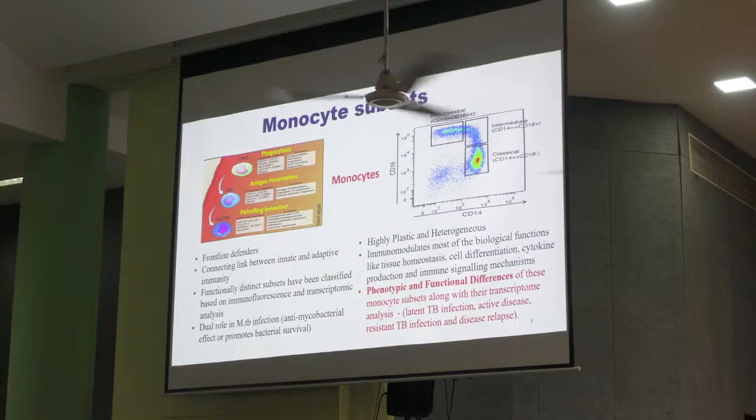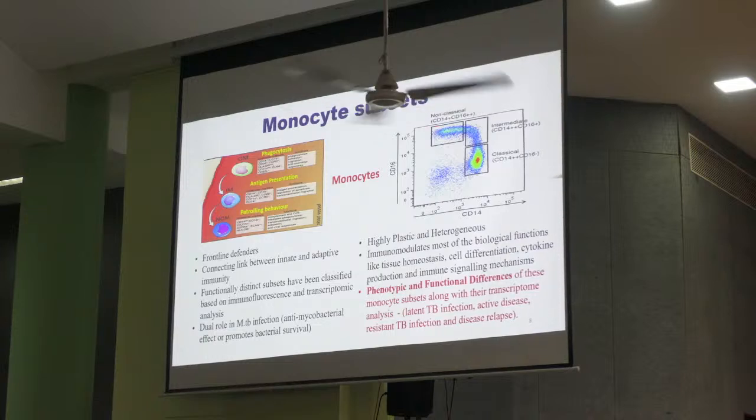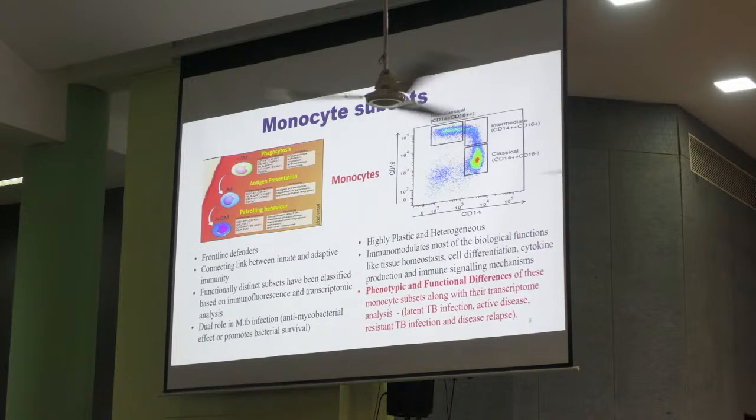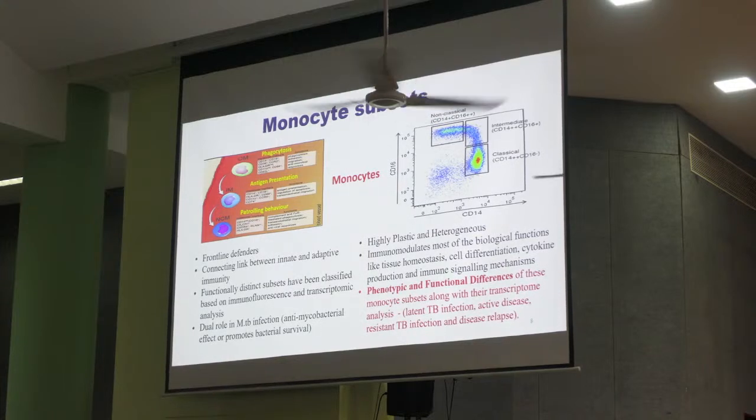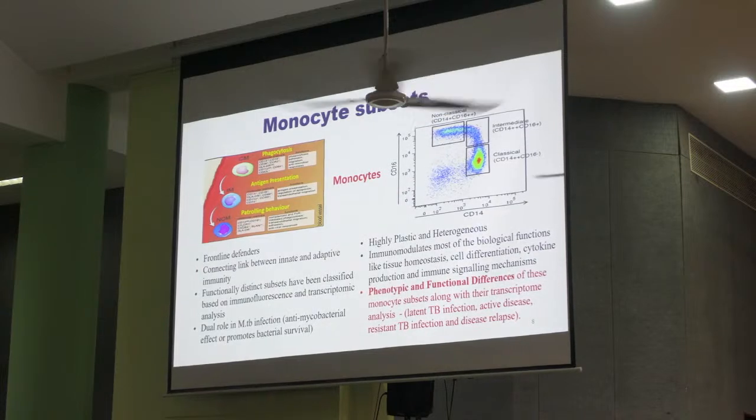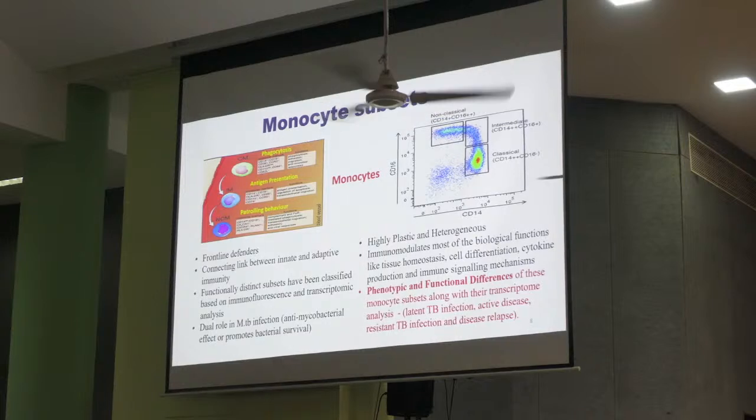Then another one is the patrolling behavior of the non-classical monocytes. These non-classical monocytes don't have the phagocytizing capacity, but they are very helpful in going to the site of inflammation and infection and converting into effector monocytes, and they are helpful in the healing process of the infection or inflammation damage.